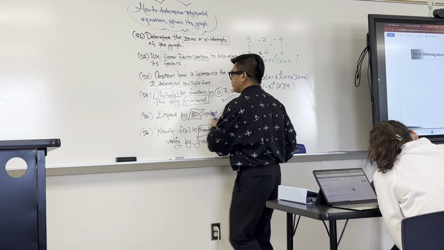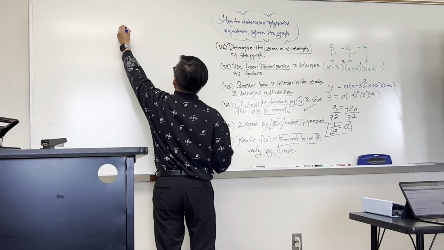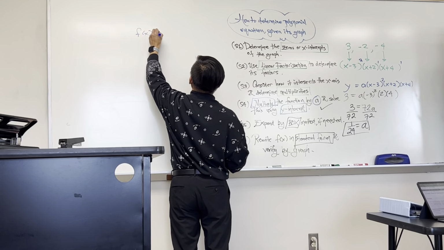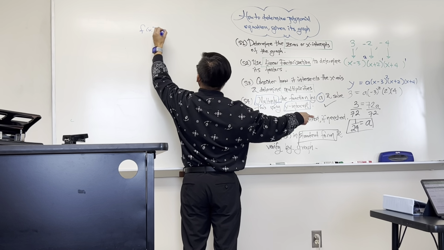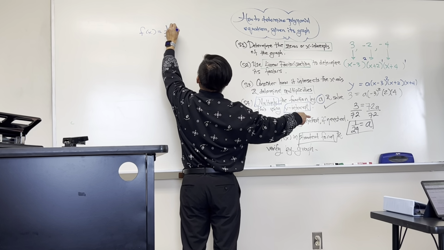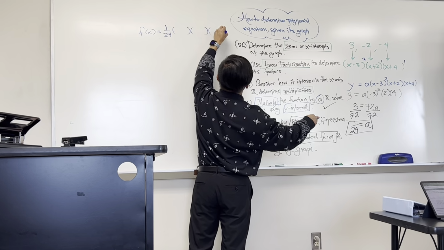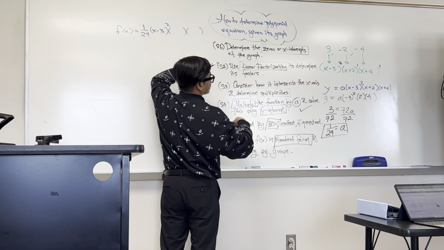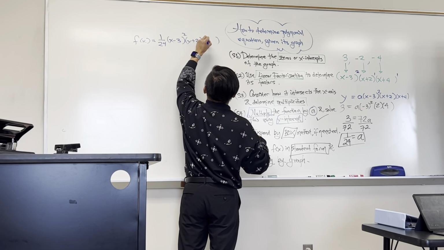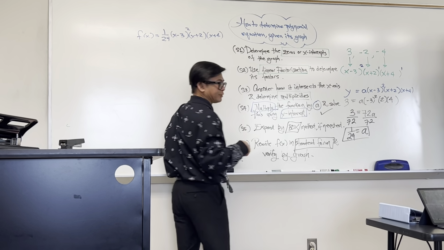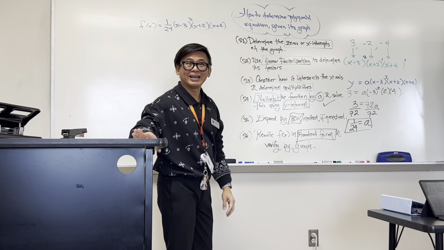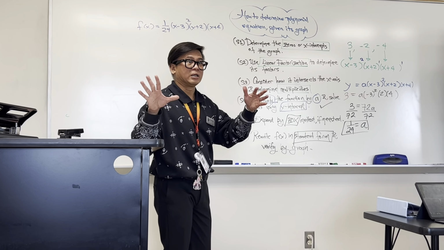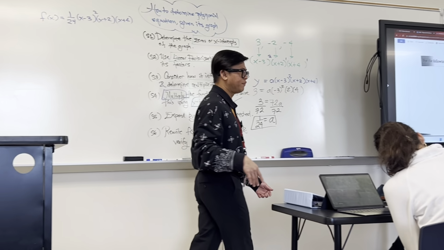So in here, what's the final answer? In fraction form, here it is. f of x is equal to your a, what's that again? 1 over 24. And then put in the 3 factors together. What are those? (x minus 3) squared, (x plus 2), (x plus 4). Get it? Okay. Now, how do we verify it?